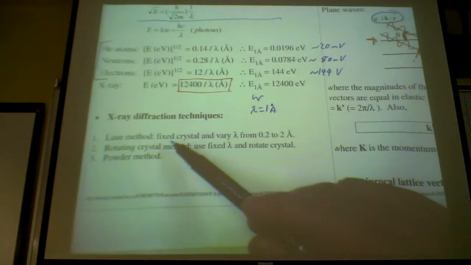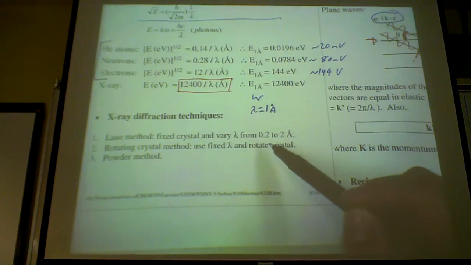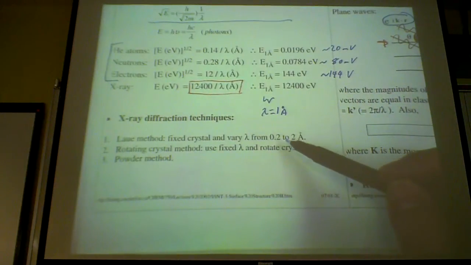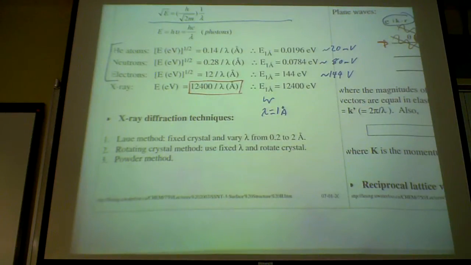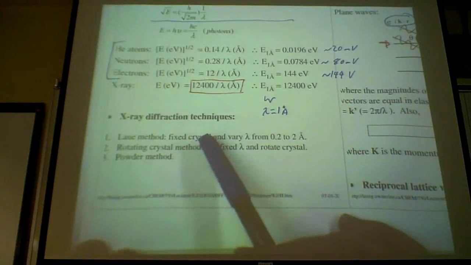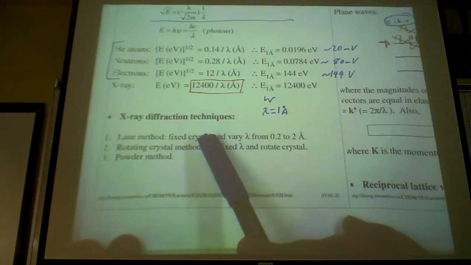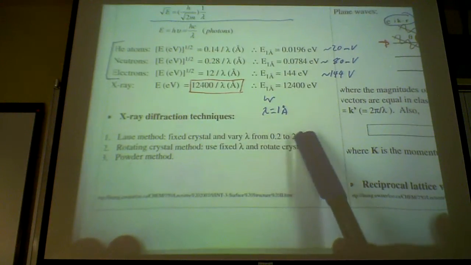In the Laue pattern, you fix the crystal in space, and you essentially change the wavelength to see how this pattern changes. This is particularly powerful if you have a very tiny amount of crystal, right? So let's say you have a protein crystal. Protein is usually very hard to make a big crystal of. If you have a tiny amount, you can do this. You can just fix it in your goniometer, hold it in space, and then you just zap it with your X-ray and take a picture essentially.